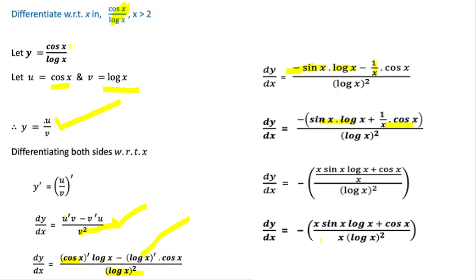So finally I can write this as minus of x sin x log x plus cos x by x into log x whole square. Clear? So this is the way to solve this type of problem. We should use which rule? Quotient rule.